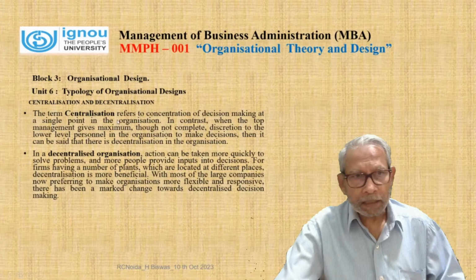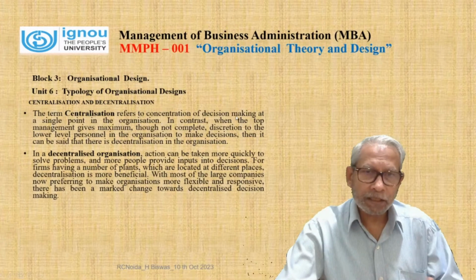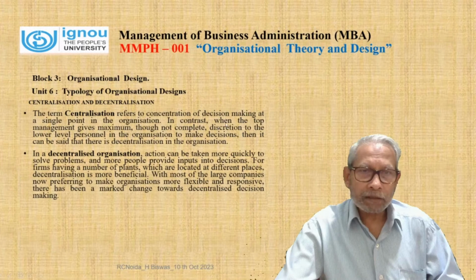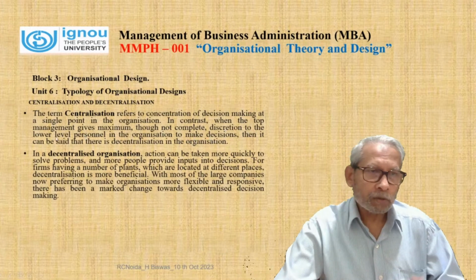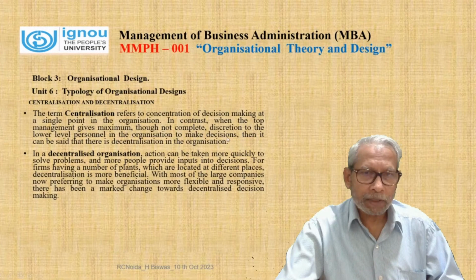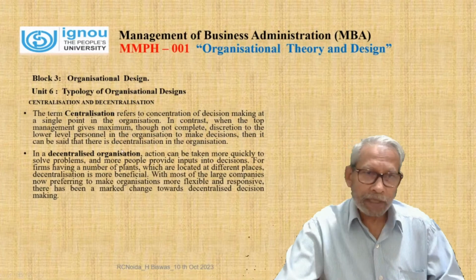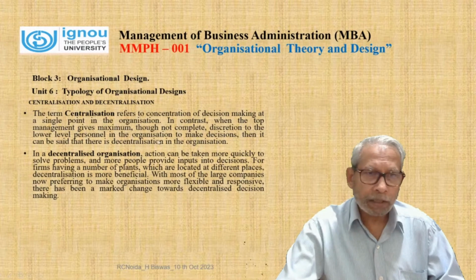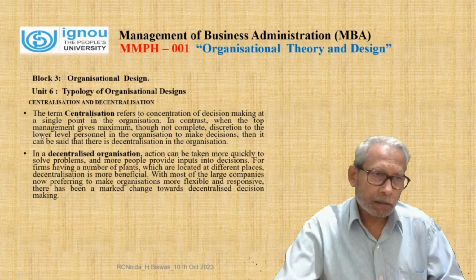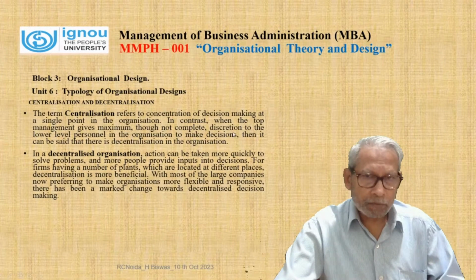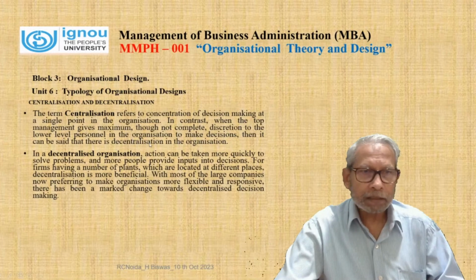So now the centralization. It refers to where the decision processes are centralized. When the top management gives maximum, though not complete, discretion to the lower-level personnel in the organization to make the decisions, then it can be said that there is decentralization in the organization. When the top levels are not taking 100% of the decisions, and some decisions are delegated to the lower levels, then you can see the decentralization.